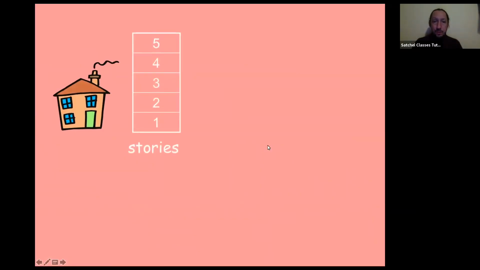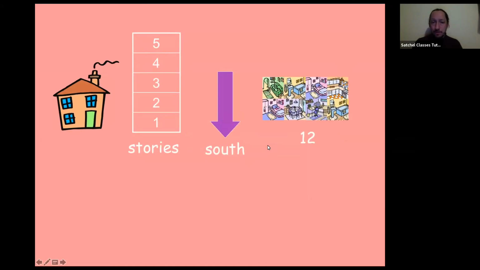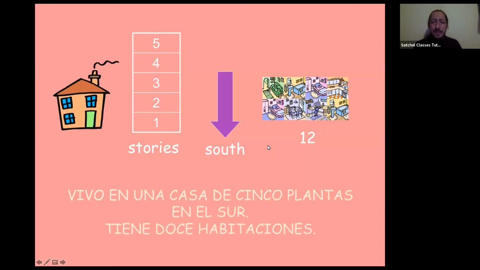House, story. So we have a new word here that is going to come, and south, and then we have 12. So how do we say this? Well, vivo en una casa de 5 plantas. The word story in Spanish is plantas. You can remember it by using the false friend plant. And south will be en el sur, in the south. Tiene 12 habitaciones. Always remember to revise your numbers. If you don't remember them, go back and practice again.